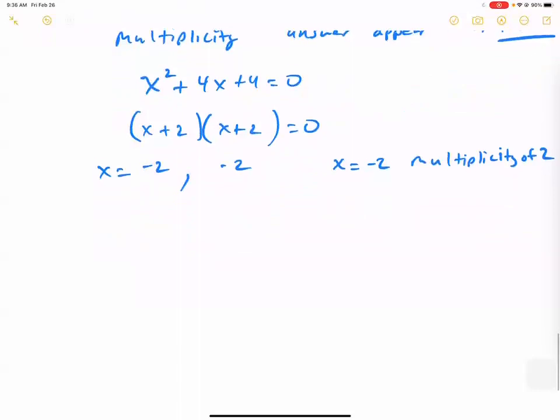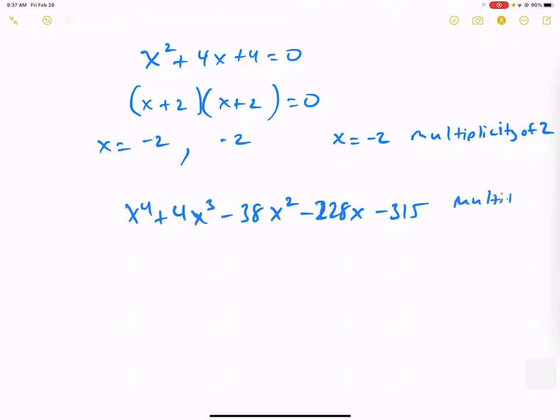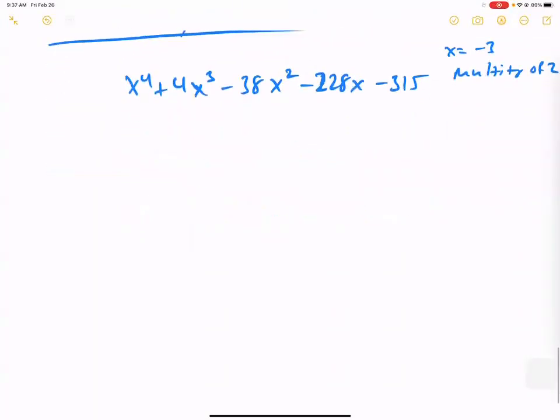Now on your homework, I'm going to give you larger polynomials. The polynomial here will be x to the 4th plus 4x cubed minus 38x squared minus 228x minus 315. Let me just double check if I copied that right. Okay. And I want to tell you the multiplicity here. Negative 3 is my answer with a multiplicity of 2. So this is my problem right here. I'm going to tell you negative 3 is going to work. I promise you it's going to work. And you're going to have to do it twice because this answer works out twice.